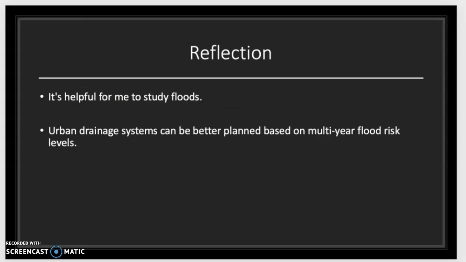Last is about my idea of this article. I think this article is very interesting and useful for me because it helps me study my group's research about floods, and the urban drainage system can be better planned based on the multi-year flood risk level. Like the old city in Dongguan, we can see that due to the bad drainage system, they have a high flood risk level. So it tells me the drainage system is very important. So this area, like the old city, can plan a better drainage system.